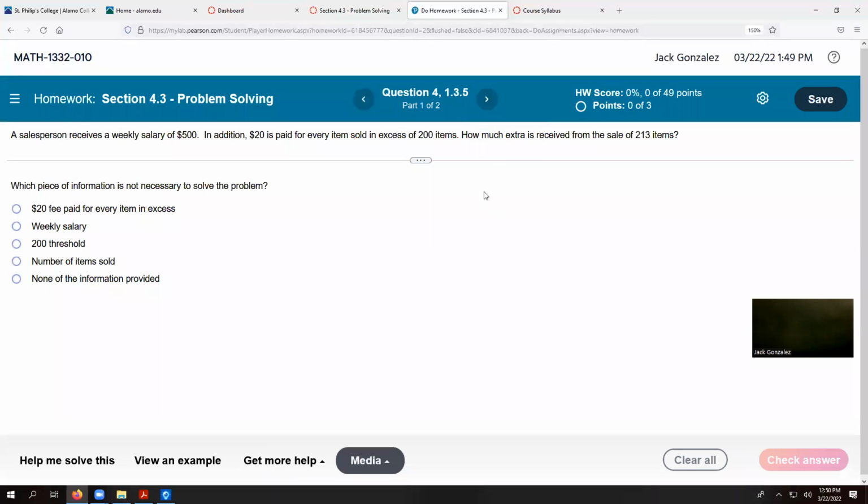Okay, so something like this. The salesperson receives a weekly salary of $500. In addition, $20 is paid for every item sold in excess of 200 items. How much extra is received from the sale of 213? So they want you to basically solve the word problem. You'll have two questions like this.